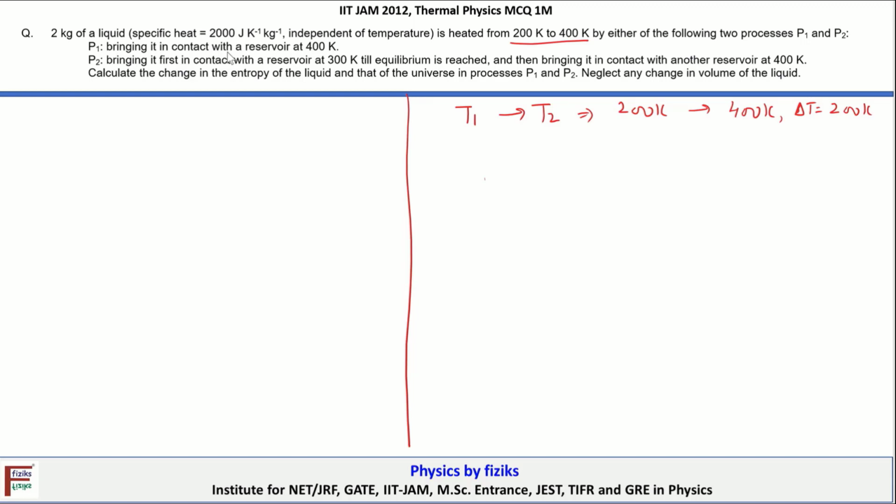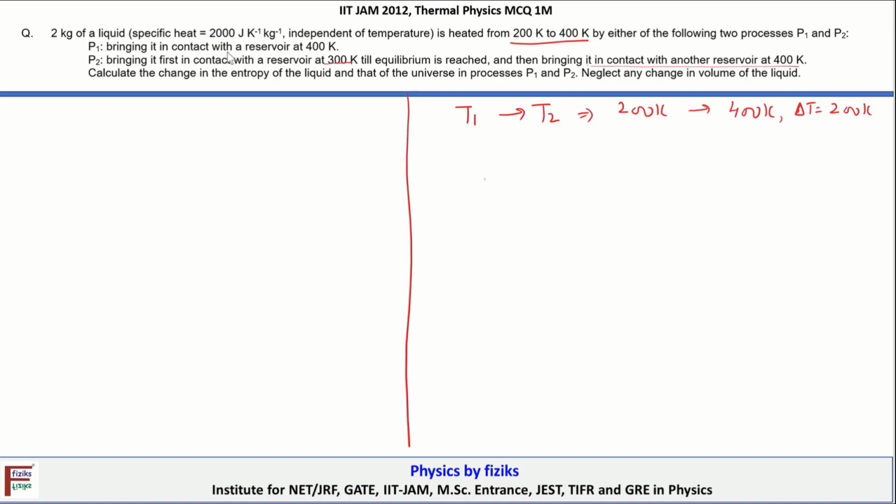either of the following two processes P1 and P2. In process P1, it is brought in contact with a reservoir at 400 Kelvin. So in process P1, the liquid is directly coming in contact with one single reservoir at temperature 400 Kelvin, and in the second process P2, it first comes in contact with a reservoir at 300 Kelvin until equilibrium is reached, and then is brought in contact with another reservoir at 400 Kelvin.